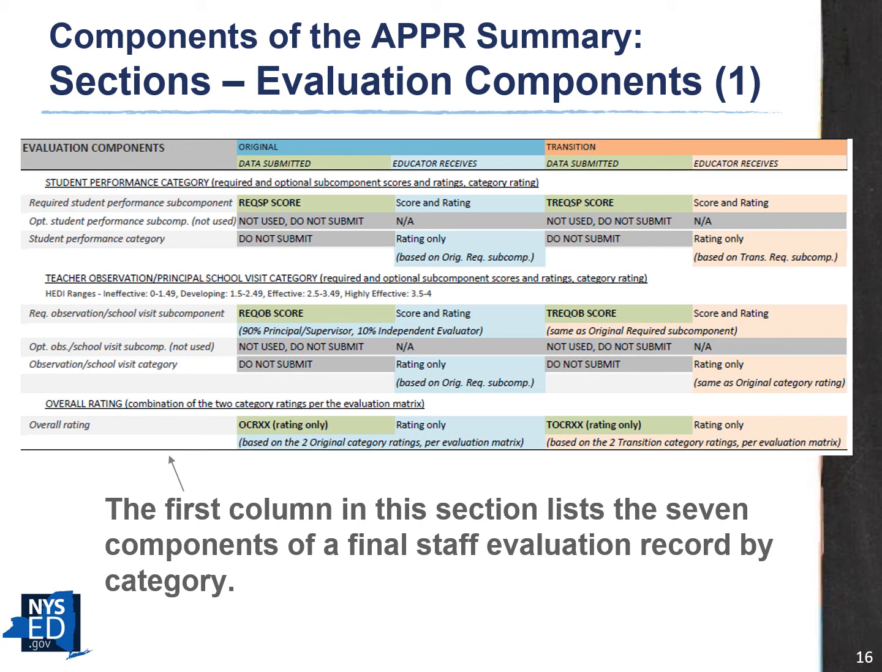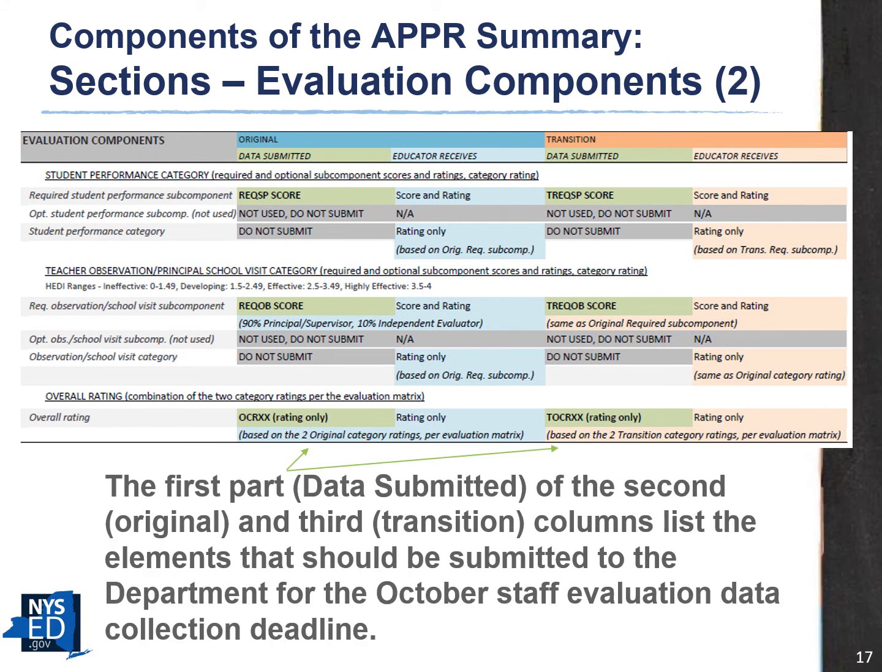Components of the APPR summary. Sections. Evaluation Components 1. The first column in this section lists the 7 components of a final staff evaluation record by category. Components of the APPR summary. Sections. Evaluation Components 2. The first part, data submitted, of the second, original, and third transition columns lists the elements that should be submitted to the department for the October staff evaluation data collection deadline.